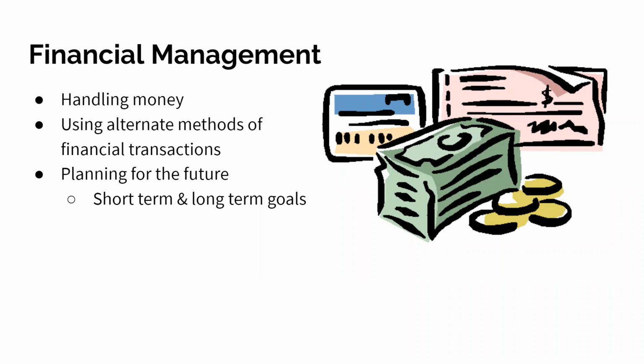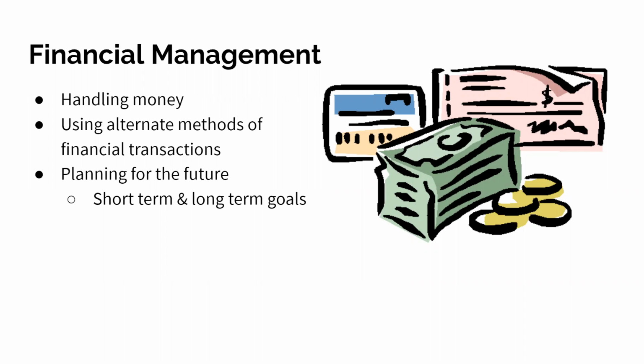Financial management is also something an occupational therapist can help with. So in this situation, an occupational therapist may work with a client to help them handle money. This could be because of a physical impairment, like a fine motor impairment, or a cognitive impairment, like they're unable to or have difficulty producing the right amount of change or handling transactions.